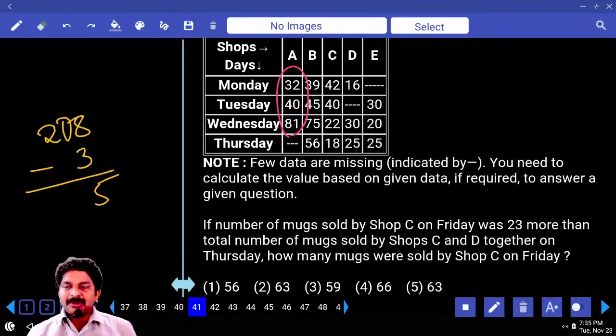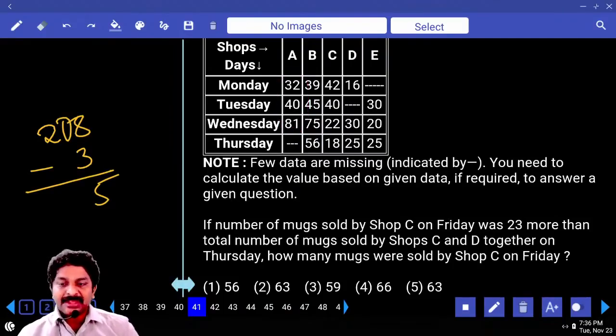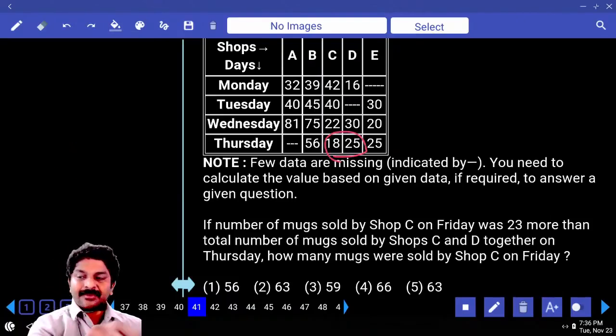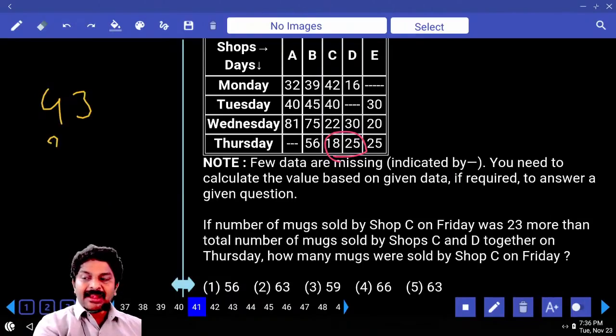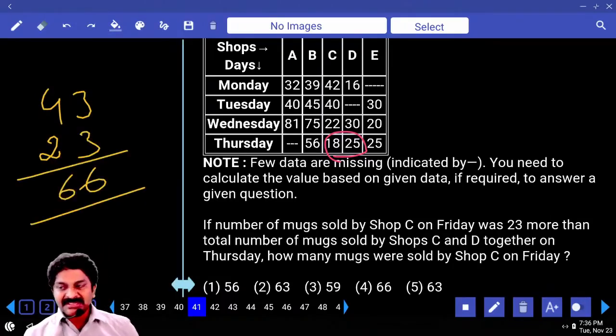The number of mugs sold by shop C on Friday was 23 more than the total number of mugs sold by shops C and D together on Thursday. C and D together on Thursday, how much do we have? 43. And C on Friday is 23 more, which is equal to 66. Fourth option.